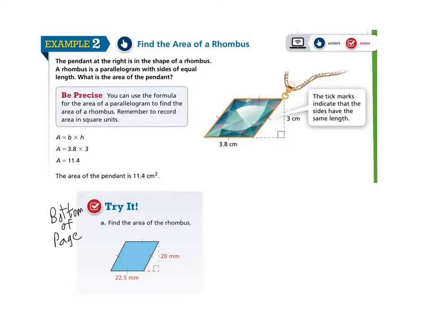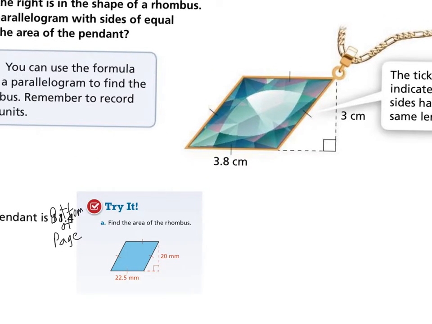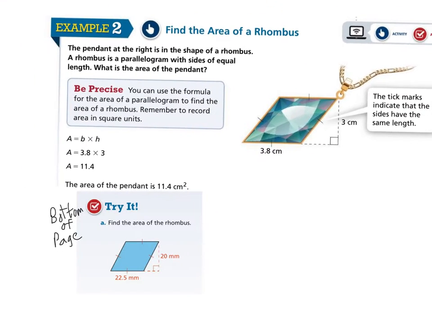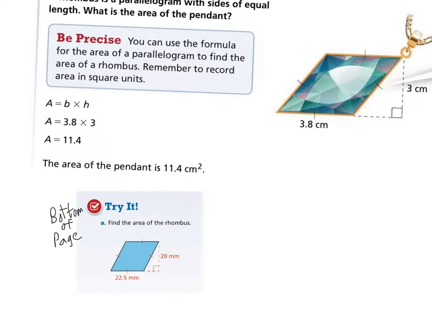So example 2, similar story. We have a pendant that's in the shape of a rhombus. A rhombus is just a special type of parallelogram where all the sides happen to be the same length as each other. So basically it's the same formula we're looking at. It's base times height. So the base is 3 8/10, the height is 3. Again, they meet at a right angle.